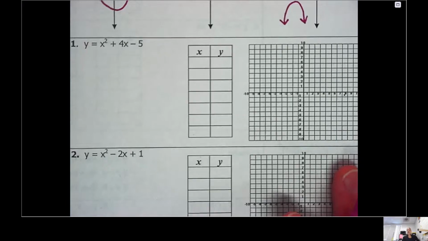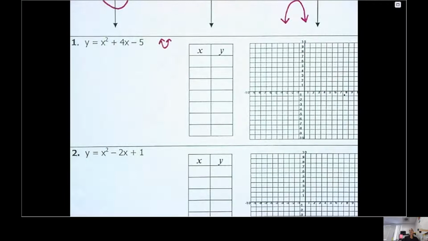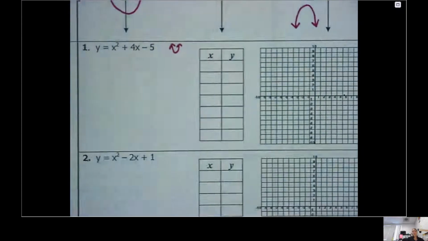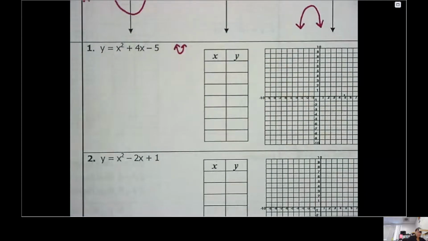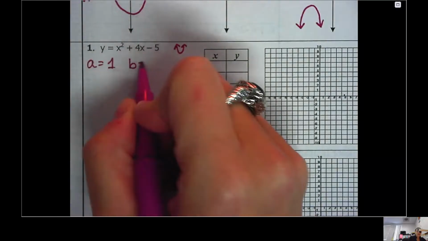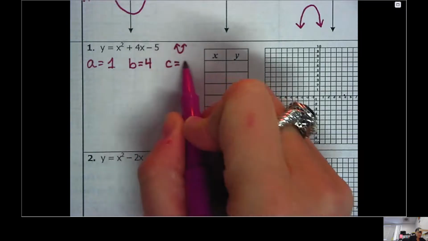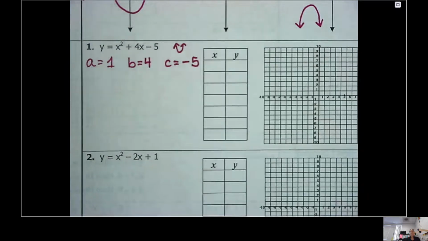Your equation is y equals x squared plus 4x minus 5. Is this a happy graph or a sad graph? Happy. This is a happy graph. Okay, let's start by just identifying our A, B, and C. What's your A value? 1. What's your B value? 4. And what's your C value? -5.